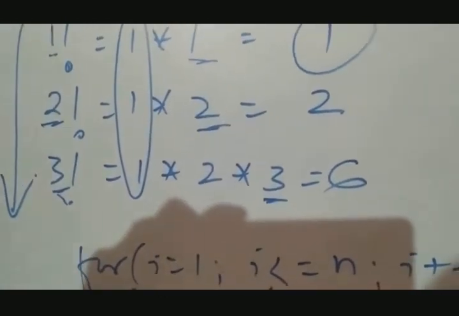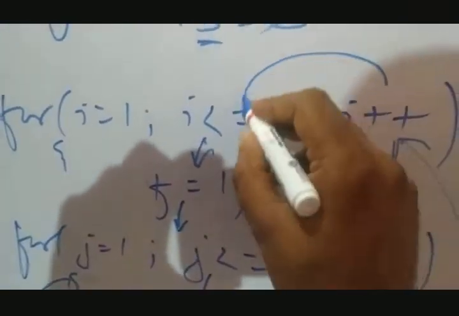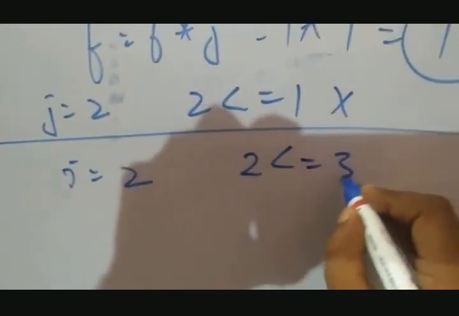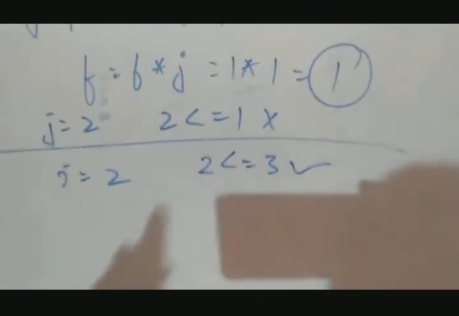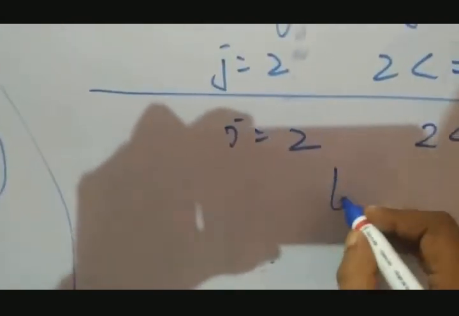Now after printing, again it goes and increments i. So now i changes to 2. Now this changed value is again checked here. Again 2 value is checked. 2 is less than equals to 3. True. So it enters into the outer for. Finds f equals to 1. Yes, f equals to 1.